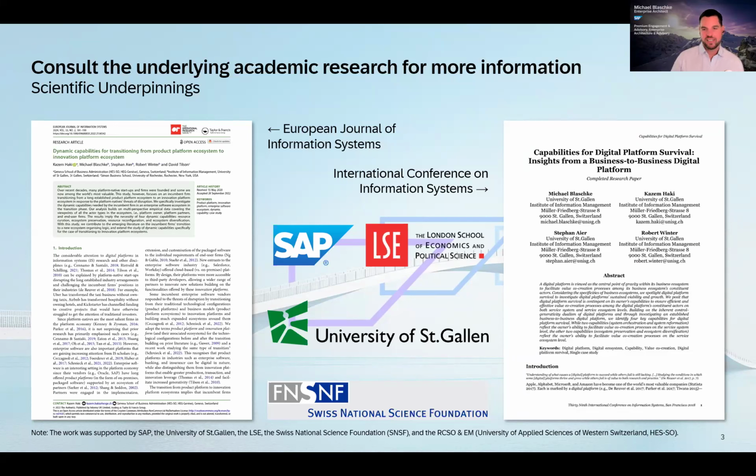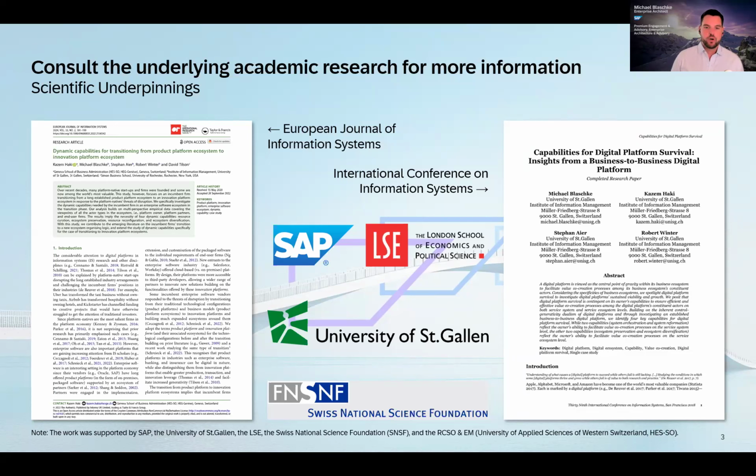The research was conducted at the University of St. Gallen, a leading Swiss business school known for its research in enterprise architecture and digital transformation. The most important aspect is the international validation in SAP projects, but also through a peer review process by global experts that ensures the quality and reliability of the findings presented today. One disclaimer I have to make is that the research was supported by SAP, the London School of Economics, the University of St. Gallen, and the Swiss National Science Foundation.